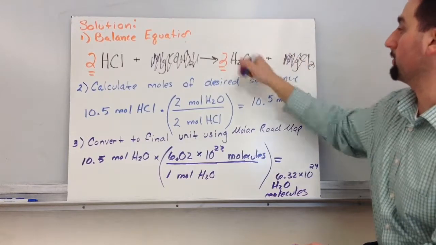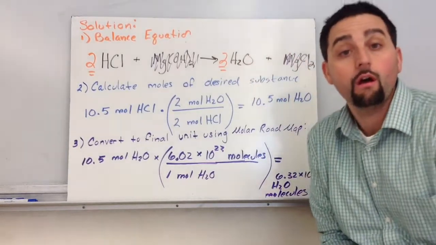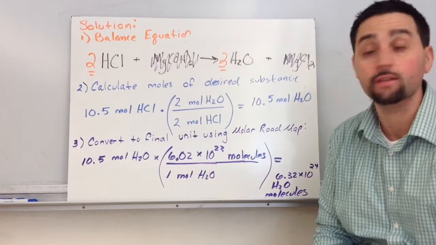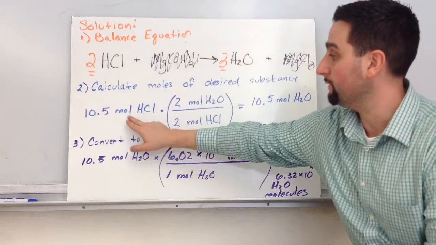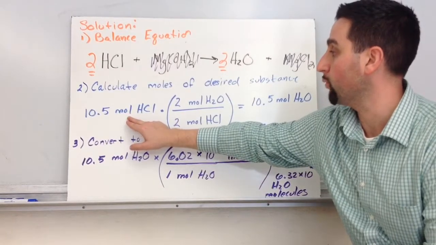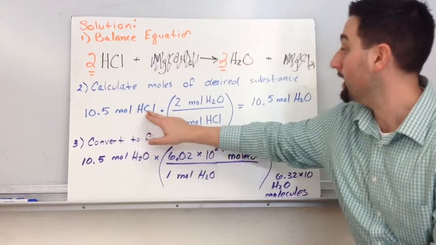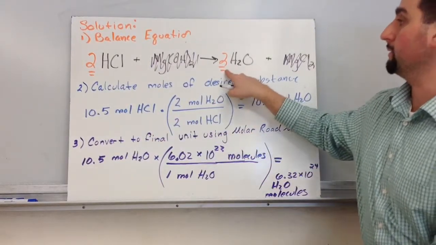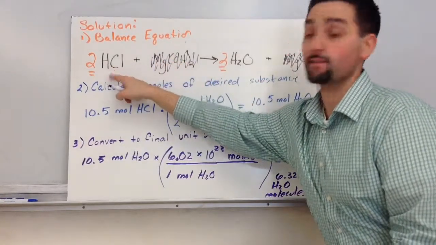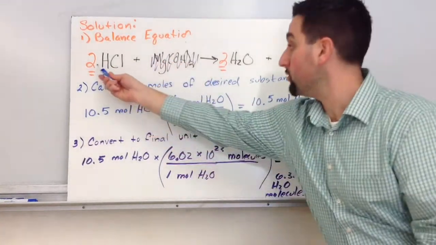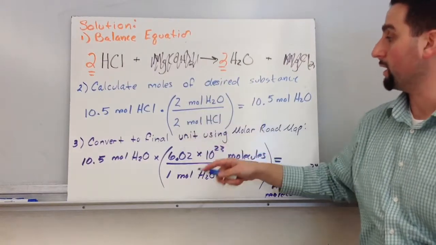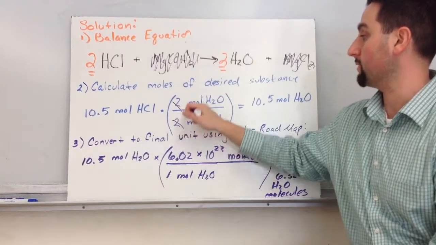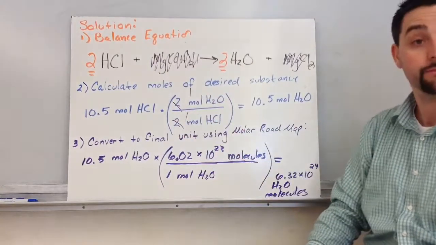In this case, water. We want to know how much water we're going to produce from our amount of HCl. So here's what I did. I took my given, 10.5 moles of hydrochloric acid, and I multiplied this by the ratio between how much water I get from the amount of hydrochloric acid that I'm providing. It's a 2-to-2 ratio, or I could also call this 1-to-1 if I reduce. I'm going to get the same answer. This is a 1-to-1 ratio.